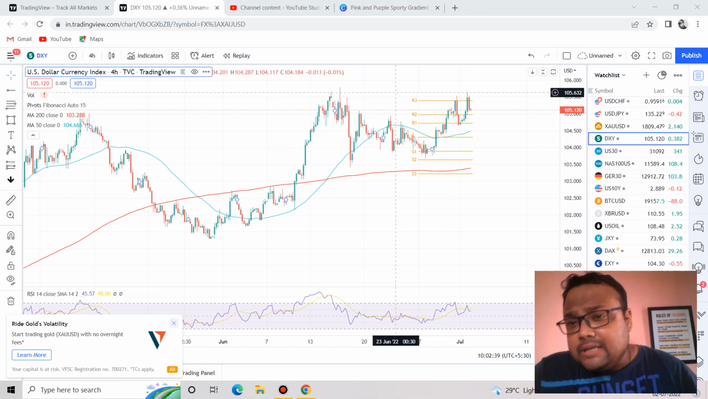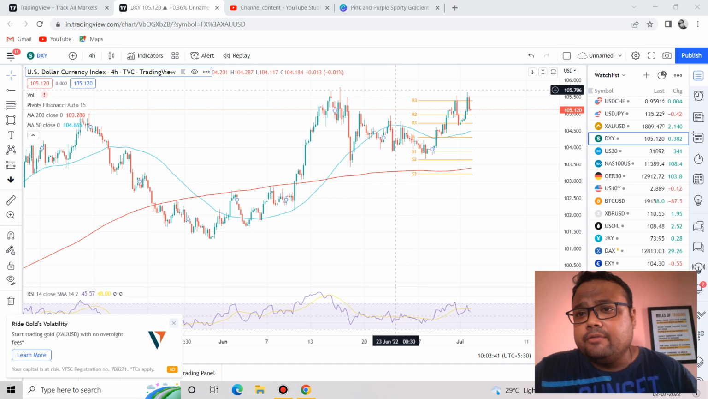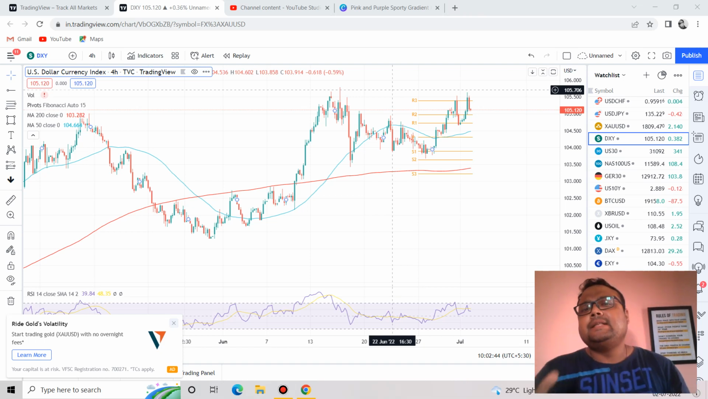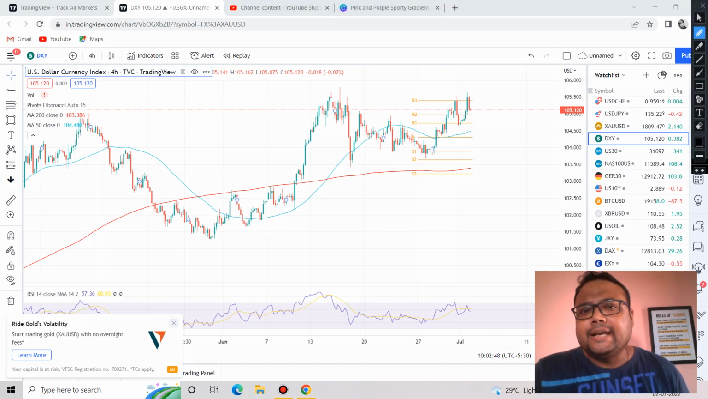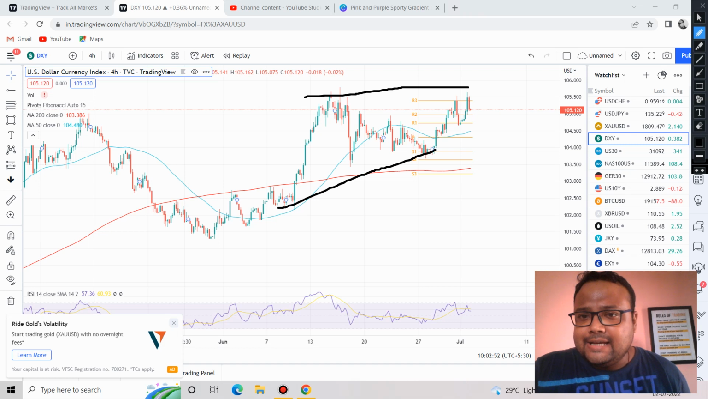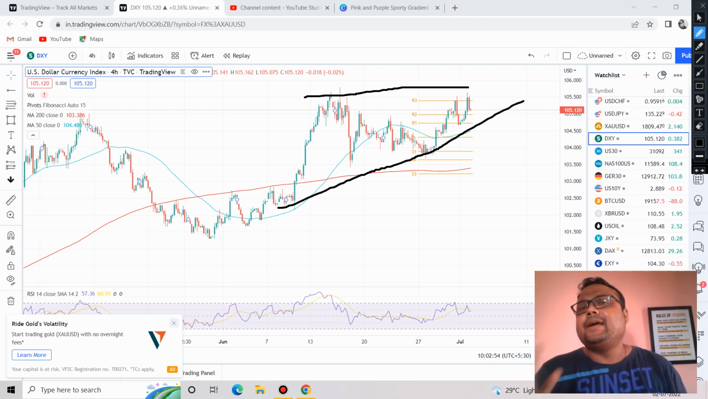Though we have a resistance around 105.70, 105.80, if we observe the chart of DXY carefully, we can see that it resembles an ascending triangle pattern. Ascending triangle pattern is a bullish pattern.